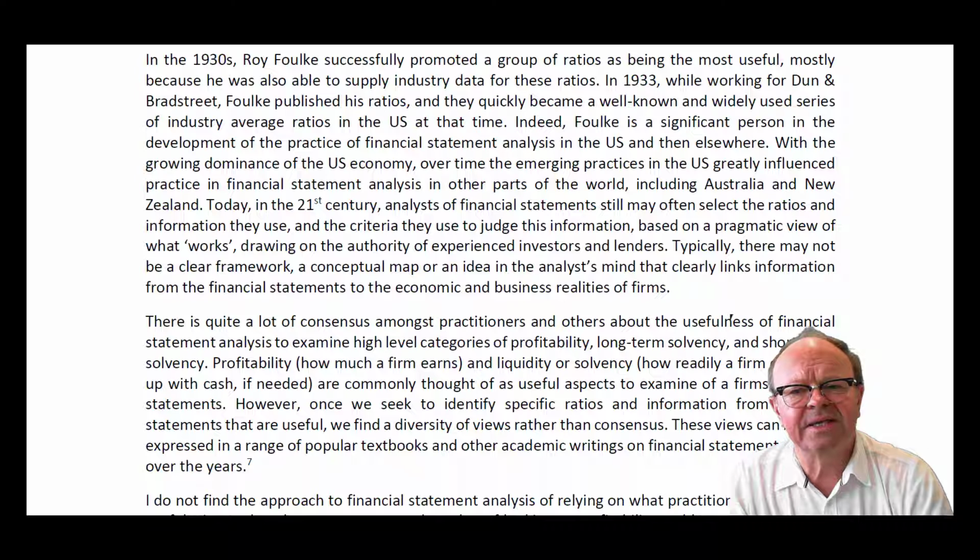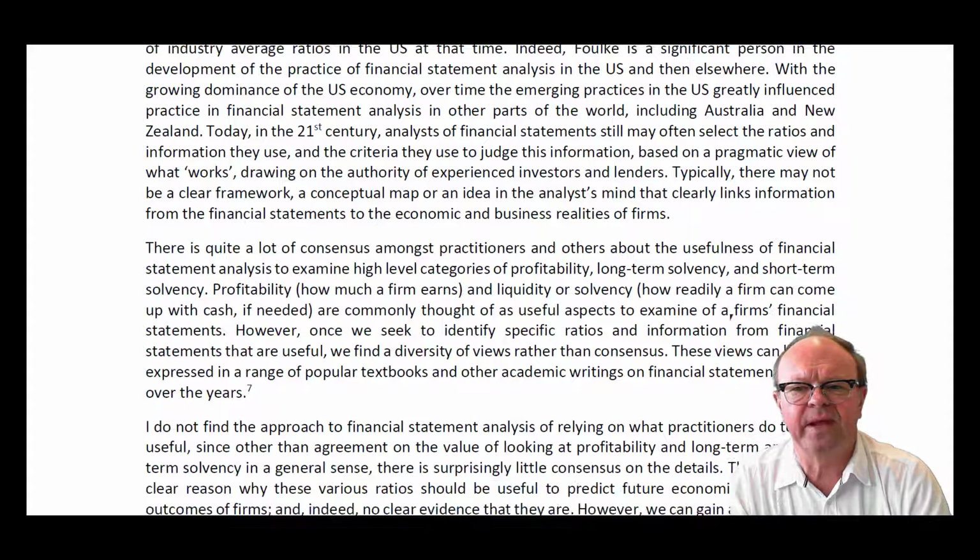Indeed, Fulk is a significant person in the development of the practice of financial statement analysis in the US and then elsewhere. With the growing dominance of the US economy, over time the emerging practices in the US greatly influenced practice in financial statement analysis in other parts of the world, including Australia and New Zealand.